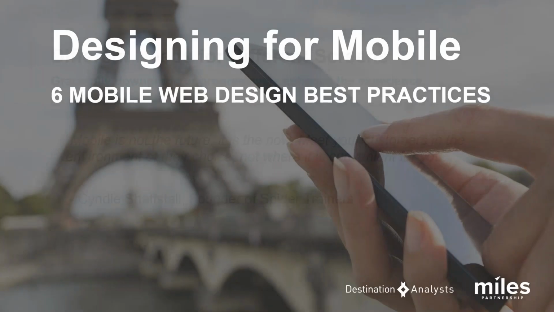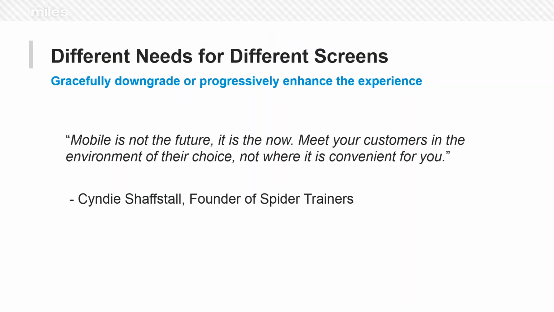So now we're going to get into some best practices for when you're designing for mobile. The most important thing to think about whenever you're designing anything, we always talk about having a mobile-first approach. But remember that any project can either gracefully downgrade or progressively enhance an experience depending on which way you're going to go with it.